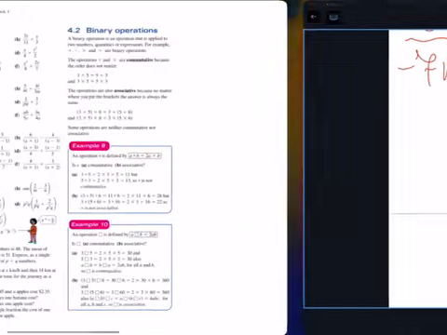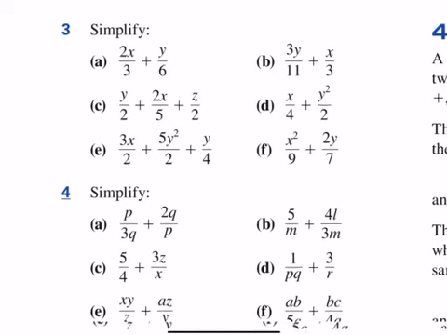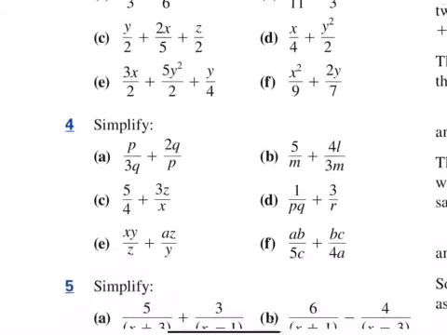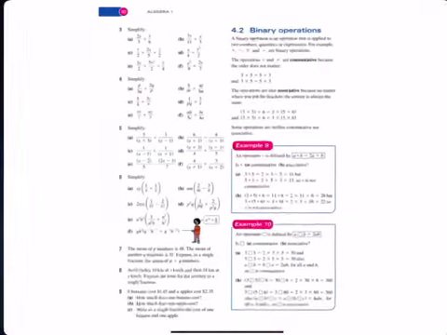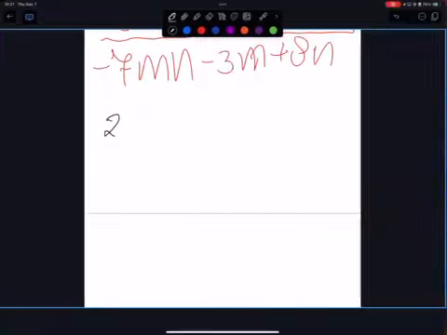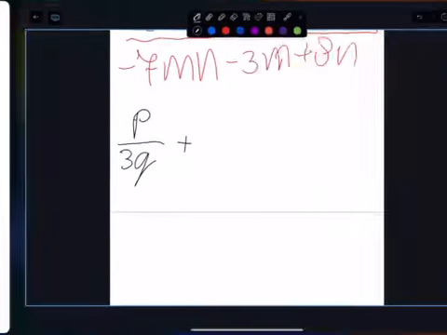Now you have something like this. I'll go to 4 immediately. 4a, P over 3Q, plus P over 2Q.